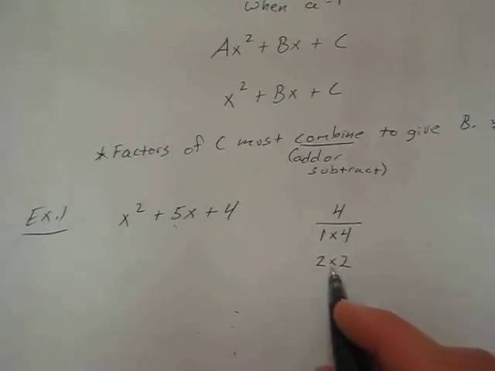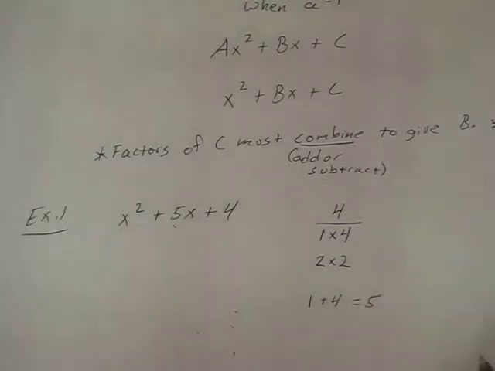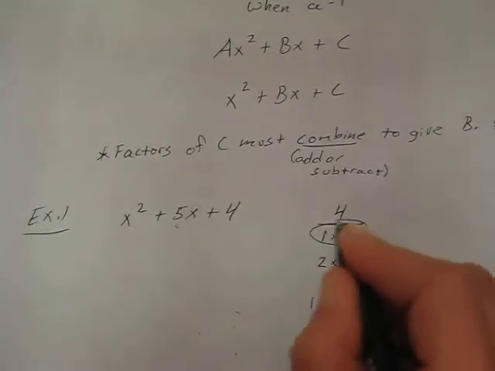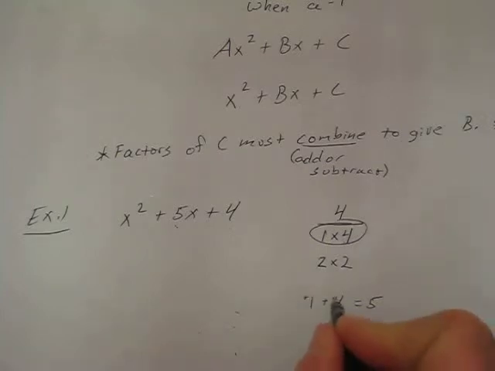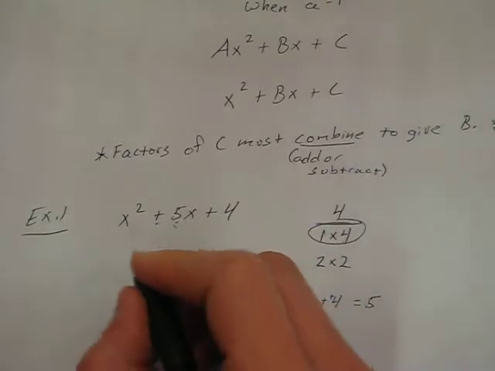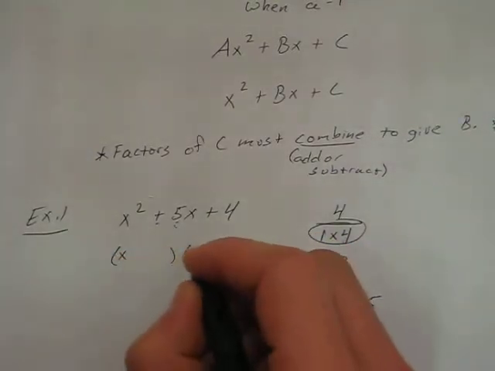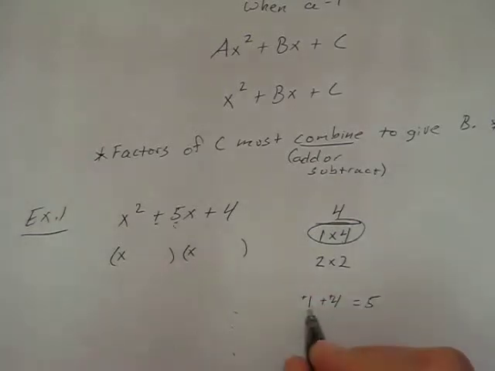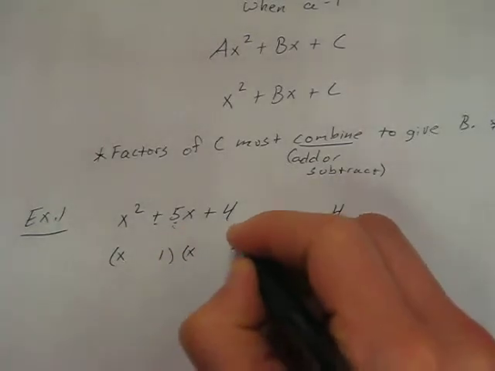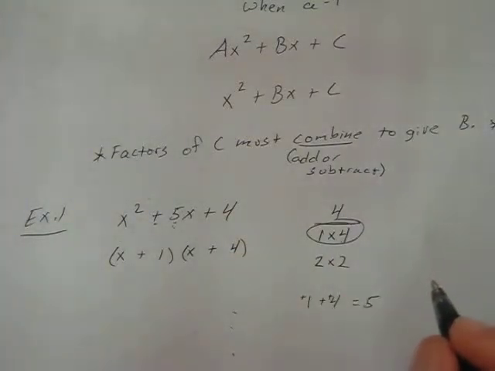2 plus 2 would give you 4, but if I look here and I say 1 plus 4 equals 5, then that works. So this right there is my factor pair. So I have positive 1 plus positive 4 is equal to positive 5, and this has to work out. Okay? So you have your binomial pairs, and you have x times x. Then you have your factors, 1 and 4, and since they both had to be positive, you put plus 1 and plus 4.